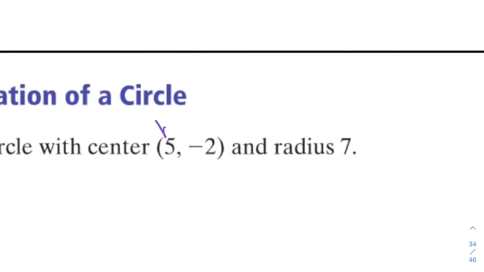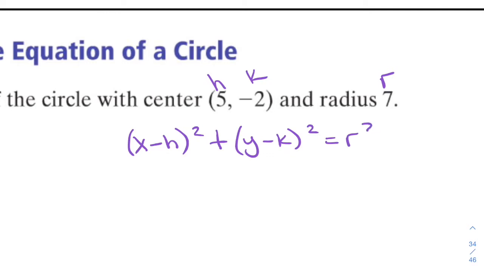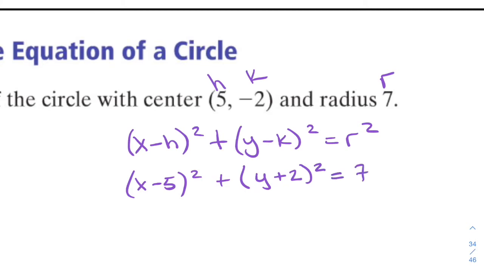Here's my h, here's my k, and here's my r. Make sure it's radius. If it says radius squared, you have to find the radius by finding the square root, but all our numbers are there. So the equation is (x minus h) squared plus (y minus k) squared equals r squared. Well, it's going to be (x minus 5) squared plus (y minus negative 2). Notice what I did, I changed it to a positive. You can either rewrite it as negative, but two negatives will be a positive, equals 7 squared.